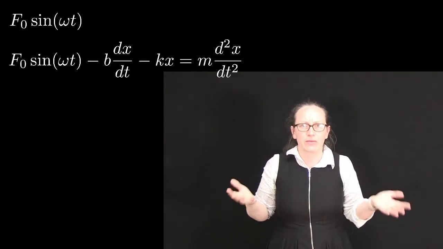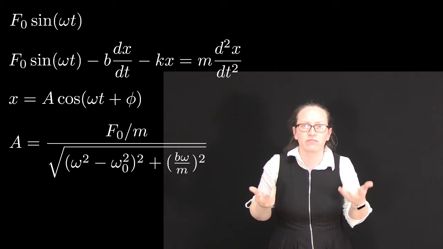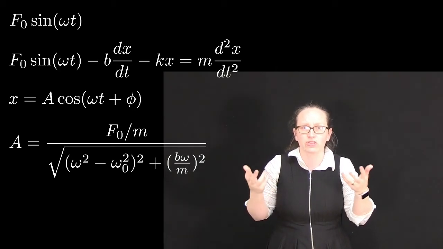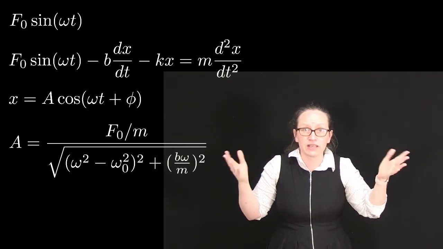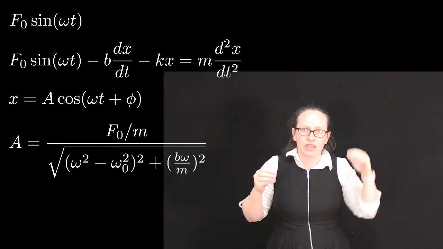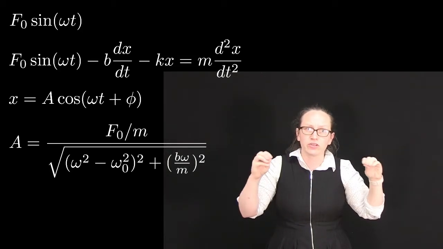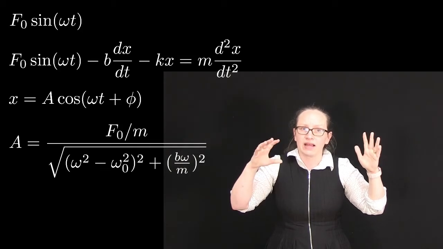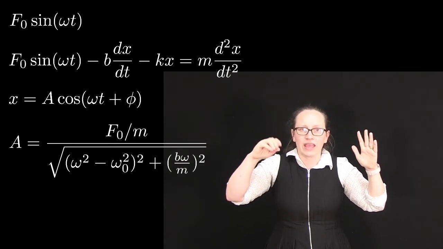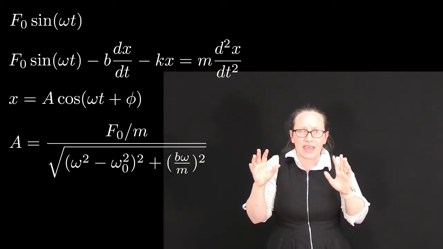Now, this is quite complicated to solve. If we do solve it, we end up with a solution of the form x is equal to A cos(omega t plus phi), where A is the amplitude, and it's really complicated. It is equal to F0 on m, all divided by the square root of (omega squared minus omega naught squared) all squared plus (b omega on m) squared. Okay, so let's just discuss what's inside that A.